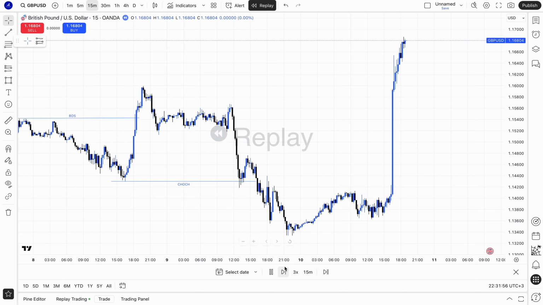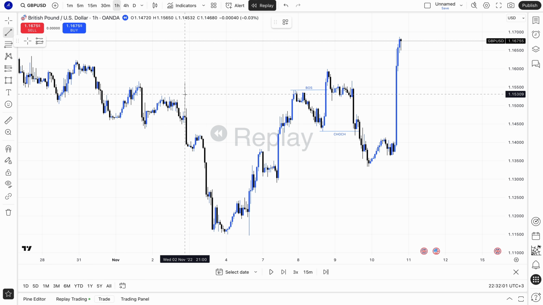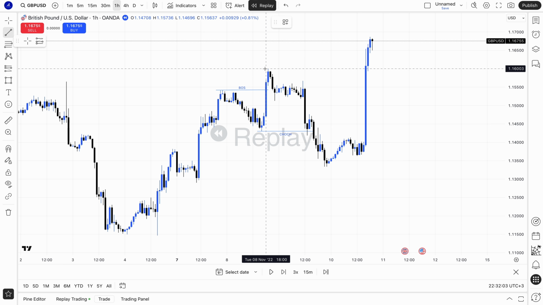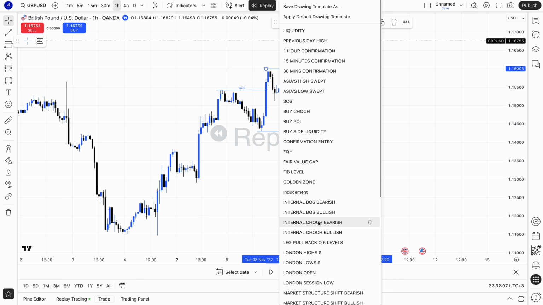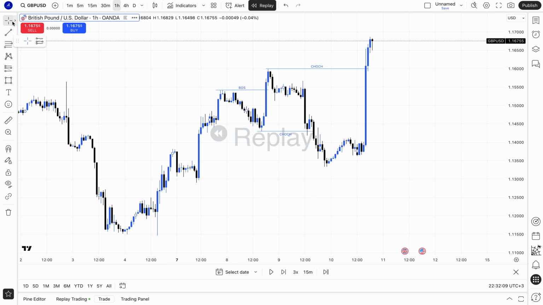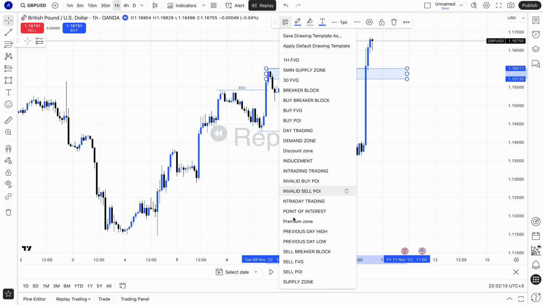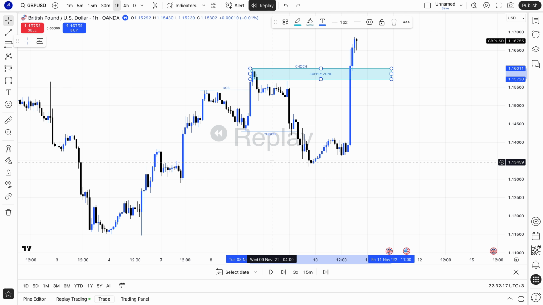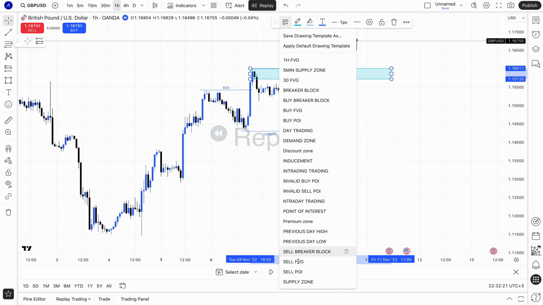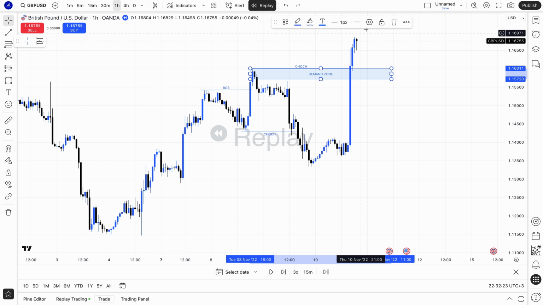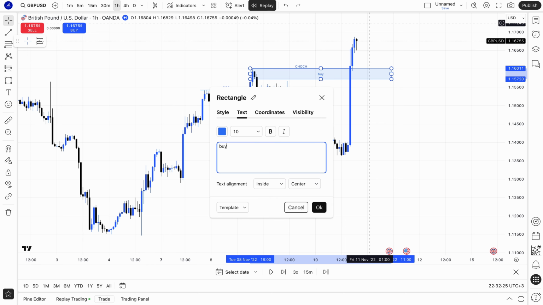We had news, so the market shifted bullish to the upside, but you have to remember we had our supply zone just here. So after supply zone is disrespected, automatically it becomes our buy breaker block.